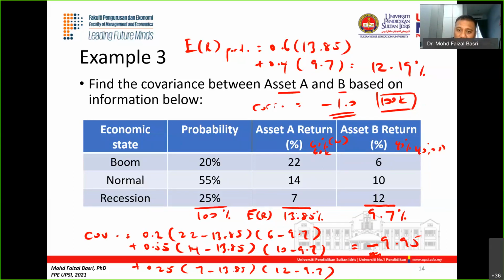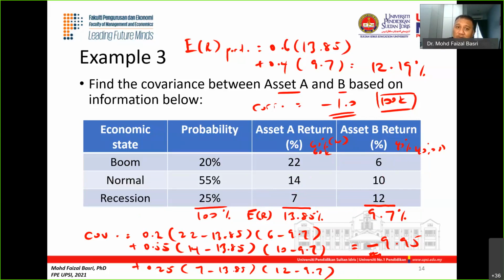So this is the ER for stock A, and this is the ER for stock B: 13.85 and 9.7% respectively. But as a whole portfolio, if I invested in a 60-40 ratio, my ER of the portfolio would be 12.19%, the average between stock A and stock B.